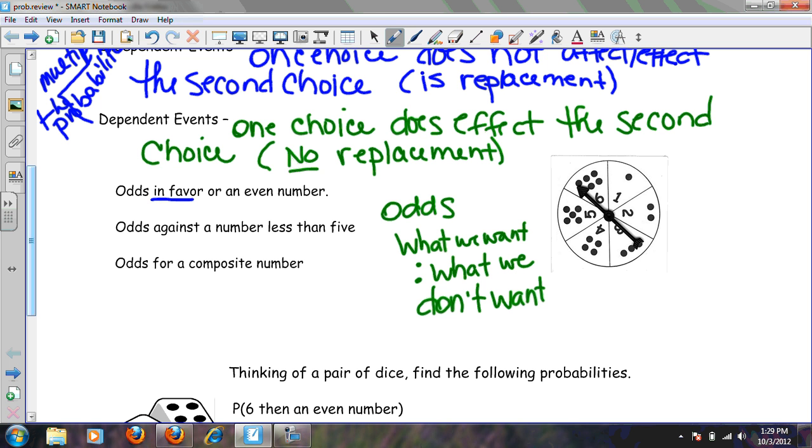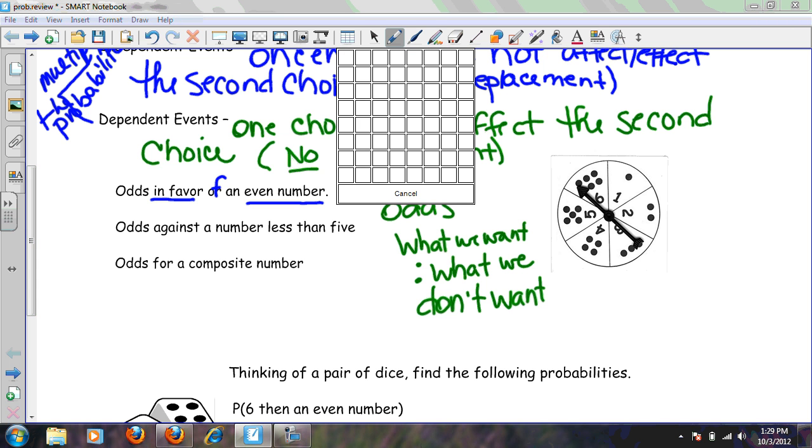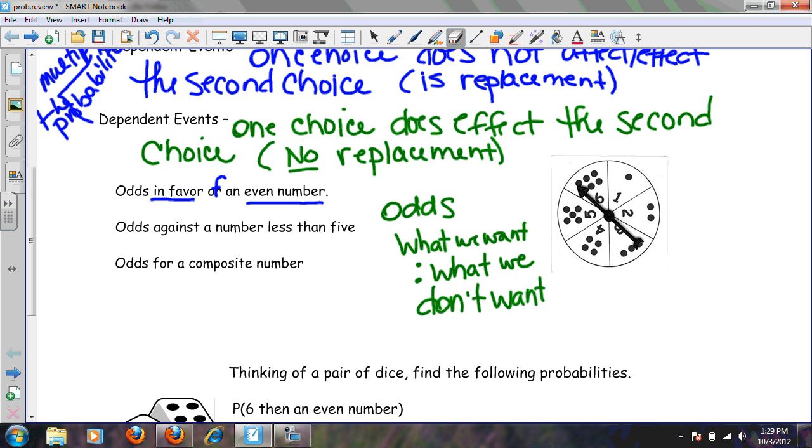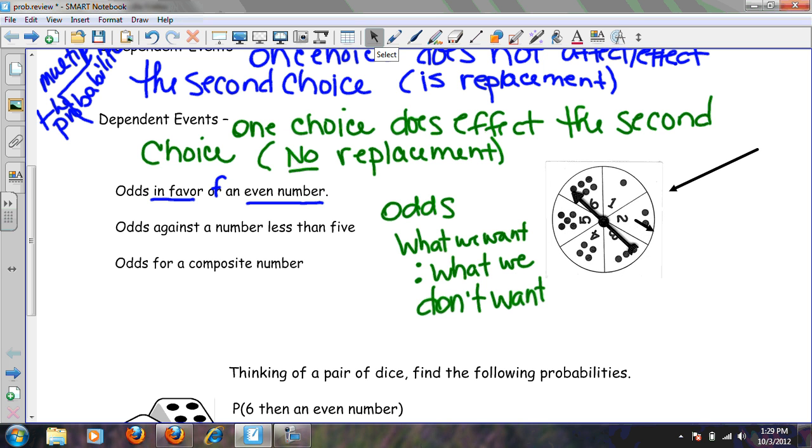Odds in favor of an even number. How many even numbers do I have in the spinner? I have 2, 4, 6. So I have 3 even numbers. What I don't want is an odd number. I have 1, 2, 3 odd numbers. So the odds in favor of an even number is 3 to 3, or that can simplify to 1 to 1.